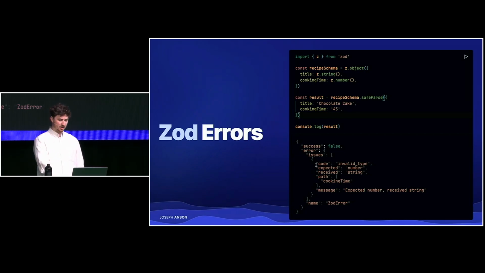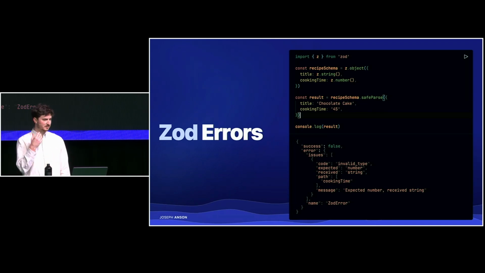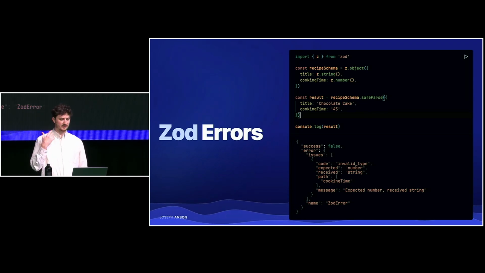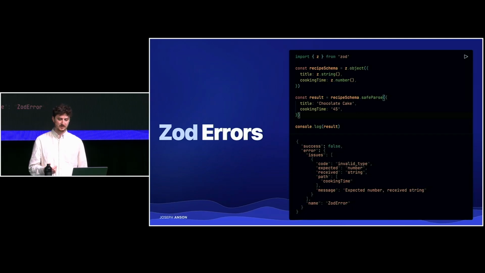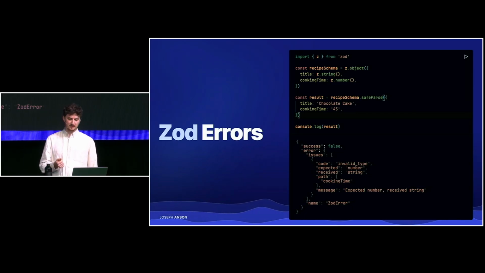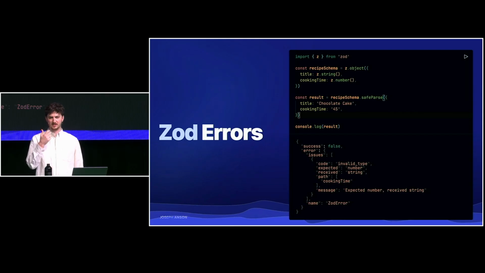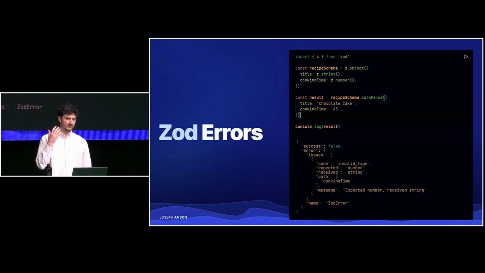Below, we have a console log, and it's saying success is false, and it's explaining to us the issues. It's saying that the code for this issue is an invalid type. It's not the correct type. It was expecting a number, but it received a string. And the great thing about this is it tells us exactly where. The path, which is the key, is cookingTime, and this is where it's happening.